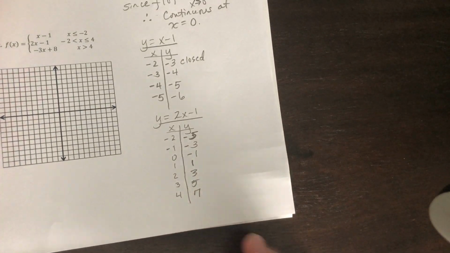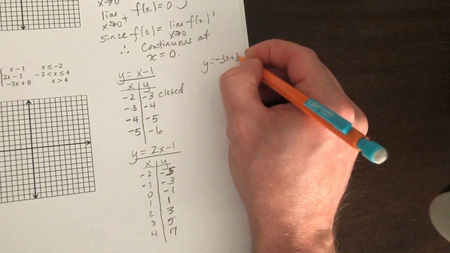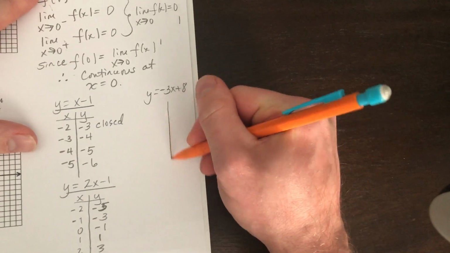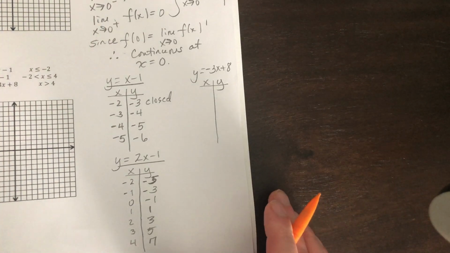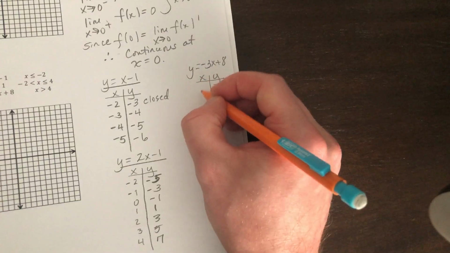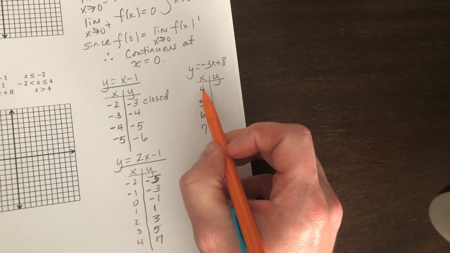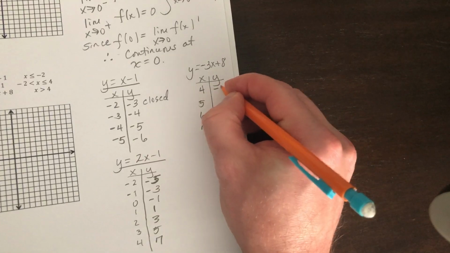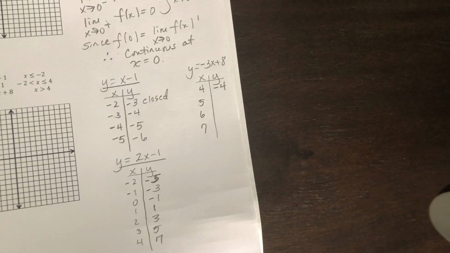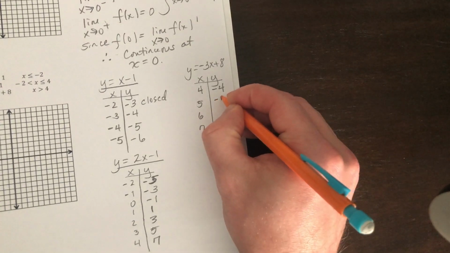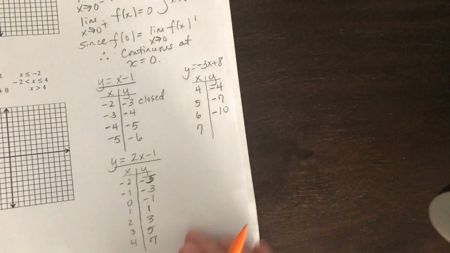And then the last branch, we'll do y is equal to negative 3x plus 8. So I'm going to pick values greater than 4: 4, 5, 6, and 7. So that is a negative 12 plus 8 is a negative 4. 5 times a negative 3 is a negative 15. A negative 15 plus 8 is a negative 7. Plus a 6 is a negative 10. And then the rest will be off.